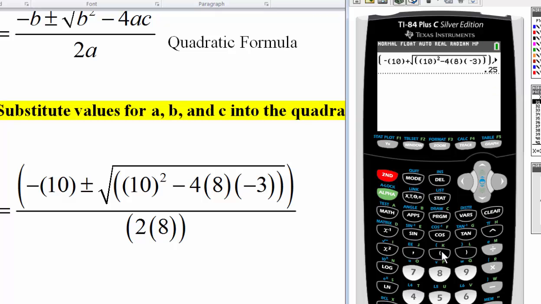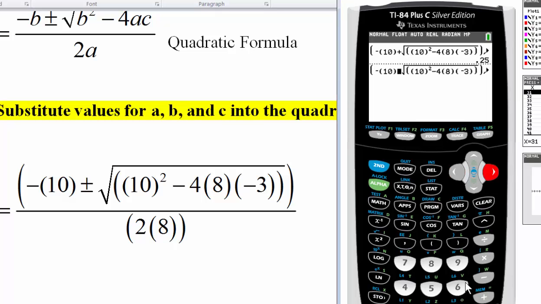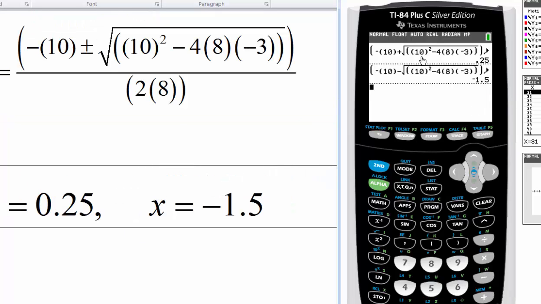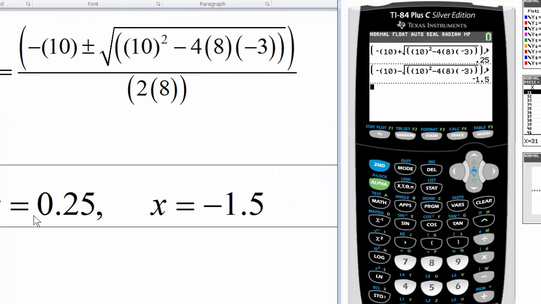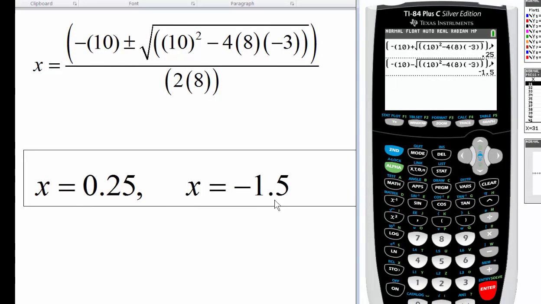So I press second and enter, and it brings up the last thing I did. And now all I need to do is arrow over and change the plus sign to a minus sign. And then I press enter. So I have negative 1.5 as my second solution. So I'll write down my two solutions here: x equals 0.25 and x equals negative 1.5 are my two solutions.